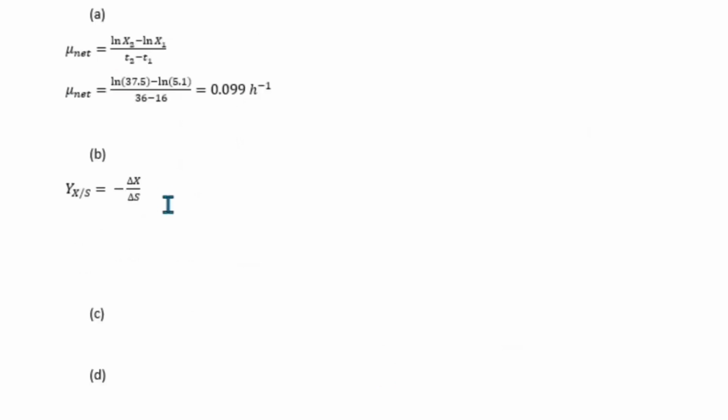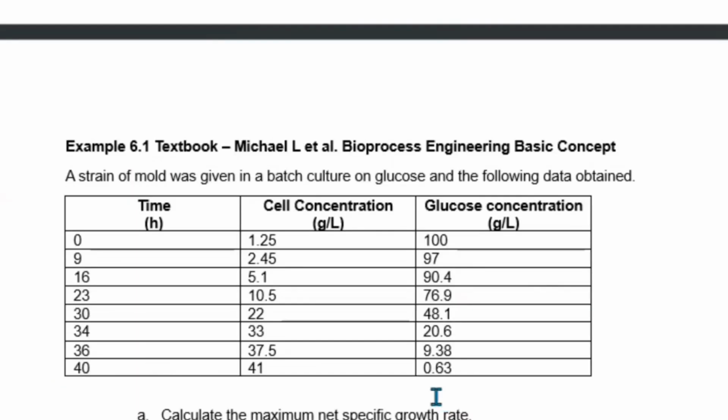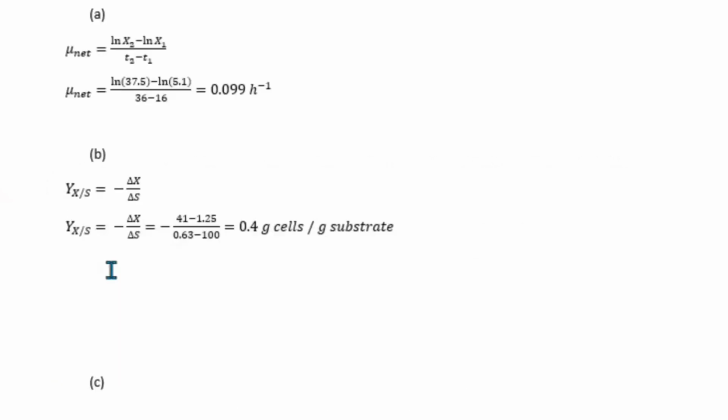Secondly, let us calculate our apparent yield. To do this for Y subscript x over s, we are going to say the change of x versus the change of s. In this scenario, x is our cell concentration, and s is our substrate, in this case, the glucose. If you punch in all the values there, you should get an answer of 0.4 grams cell per gram substrate.